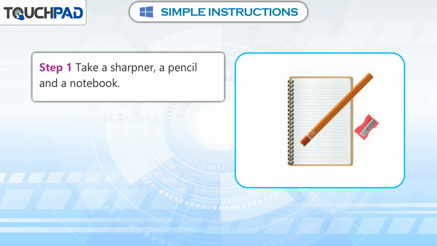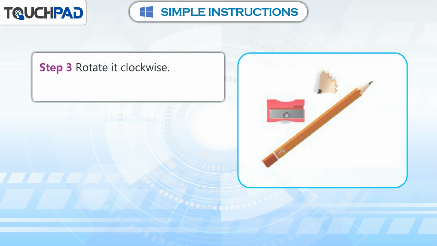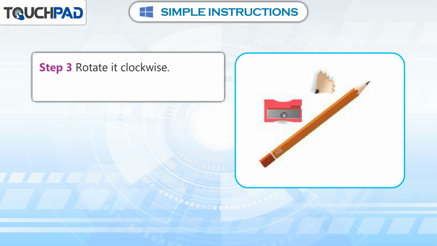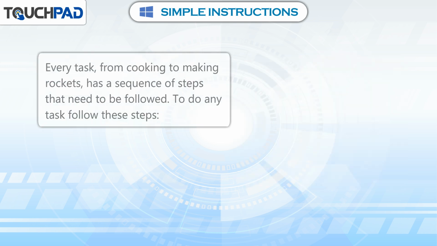Step 1. Take a sharpener, a pencil, and a notebook. Step 2. Insert the pencil in the sharpener. Step 3. Rotate it clockwise. Step 4. Write "Hello World" with the pencil in the notebook.